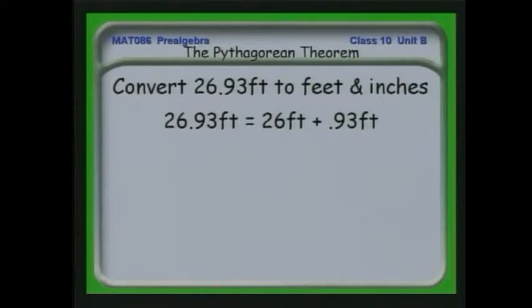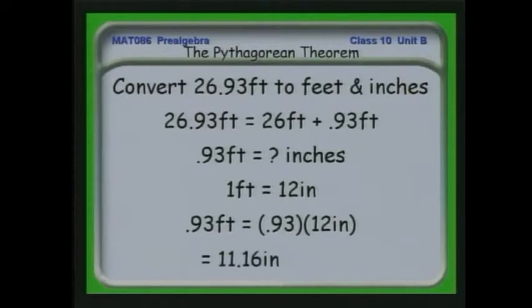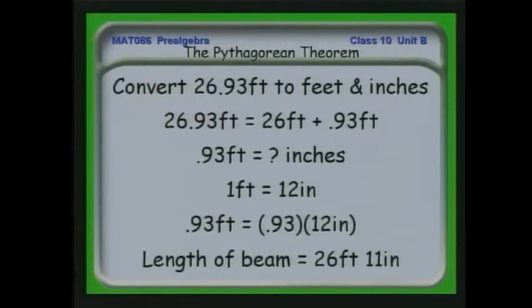So really what we need to do is convert 0.93 feet, which is less than 1 foot, but not much less. 0.93 is awfully close to 1, so we know we're going to have quite a few inches in there. 0.93 feet is equivalent to how many inches? 1 foot is 12 inches, so if I multiply 12 by 0.93, I find out that's 11 and a little more inches. My final answer then is the length of the beam I need is 26 feet 11 inches.